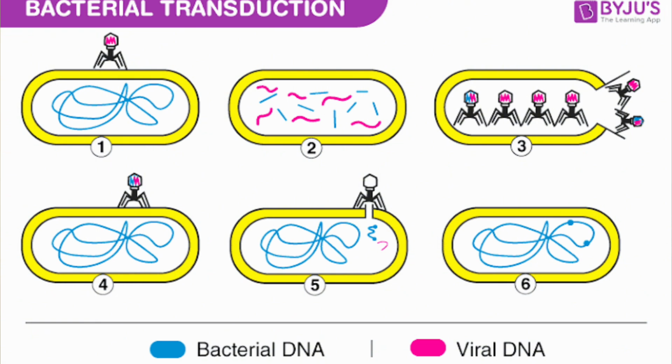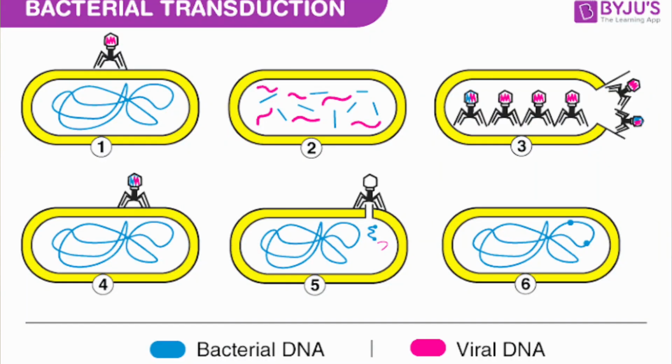Next, we have the bacteriophages. Bacteriophages are basically viruses that infect bacteria. The tail of the bacteriophage adheres to the surface of the bacteria and then injects its DNA into it. When it injects its DNA, the DNA becomes one with the genome of the bacteria.